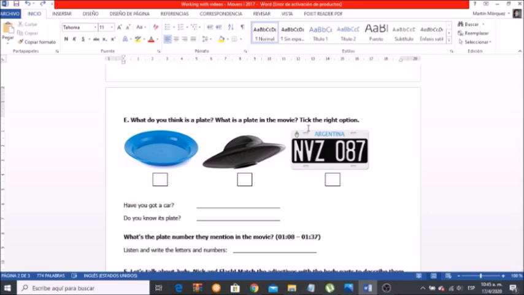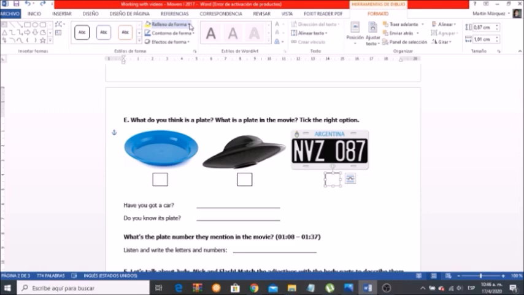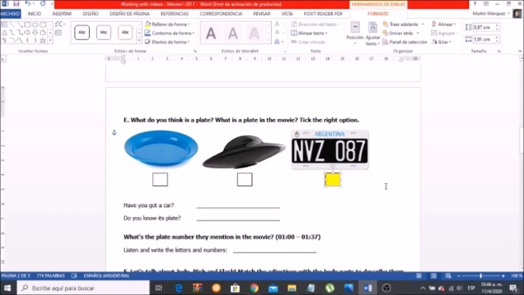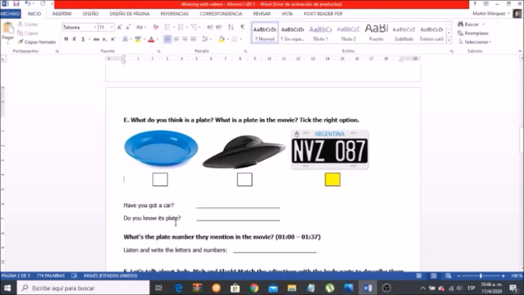Now, en la peli, ¿qué tipo de plate están hablando? What kind of plate are they talking about? This kind of plate? The one you use to eat? Or this kind of plate? Very good. They are talking about this kind of plate. So the correct answer is this one. Okay, very good.